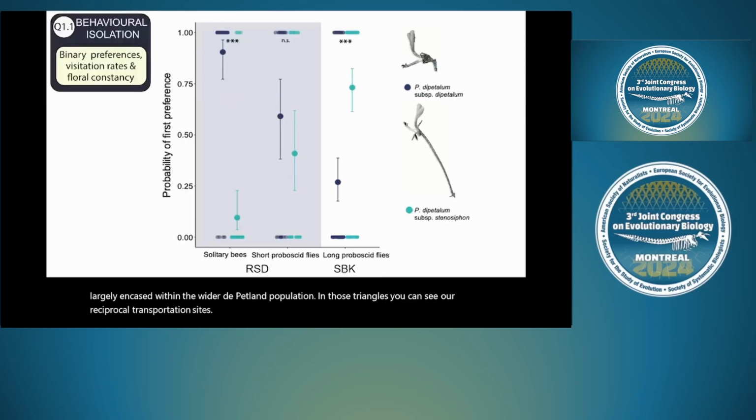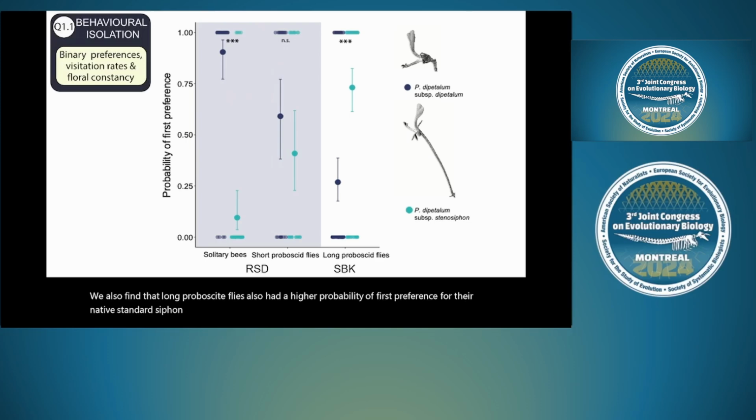So these are the sets of results from behavioral isolation. In the gray here, you can see the results from the functional pollinators that were present at the one site, and in the white, that's the functional pollinators that were present at the other site. We found that solitary bees had a much stronger first preference for their native dipetalums over the introduced stenosyphons, but the short proboscis flies did not show this trend. We also find that long proboscis flies also had a higher probability of first preference for their native stenosyphon over the introduced dipetalum.